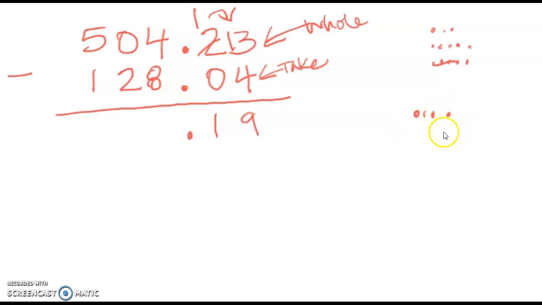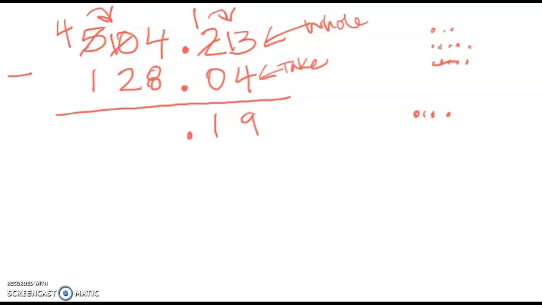What do I do? I ask myself, what do I need to do? Well, I know I need to borrow. I look at my tens place and I see I don't have any tens. So I need to borrow from my hundreds to give to my tens first and then to my ones. So 5 hundreds, I'm going to take 1, so now I have 4 hundreds. I'm going to send it to my tens place. Now I have 10 tens. I can borrow to give to my ones, so I can take away 8.